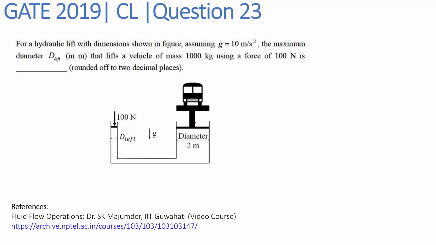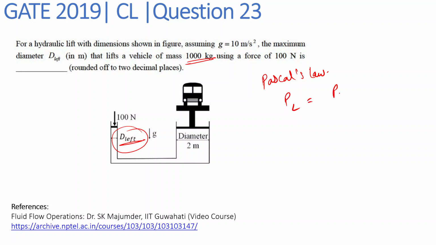Over here on the left hand side, we are having a tube of diameter d left that is unknown, and we are applying a force of 100 Newton in order to lift a vehicle of mass 1000 kg. And on the right hand side, the diameter of the cross section of the tube is 2 meters, and we have been asked to find the diameter on the left hand side. So over here we can simply use Pascal's law. That is, basically we can just equate the pressure on both the sides.